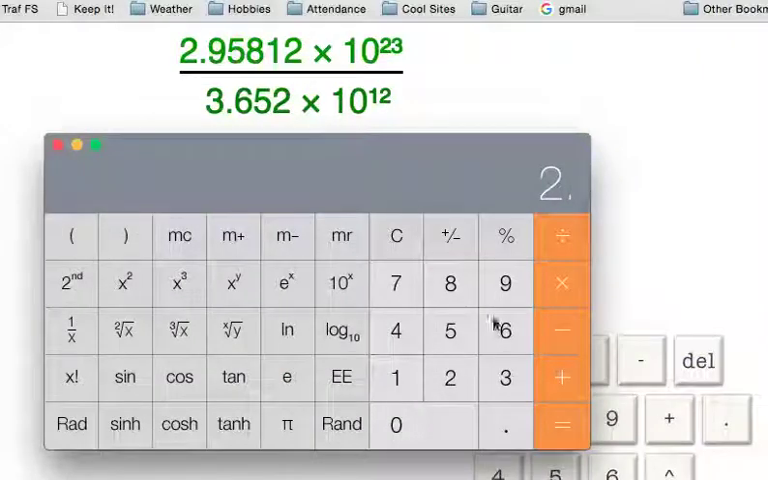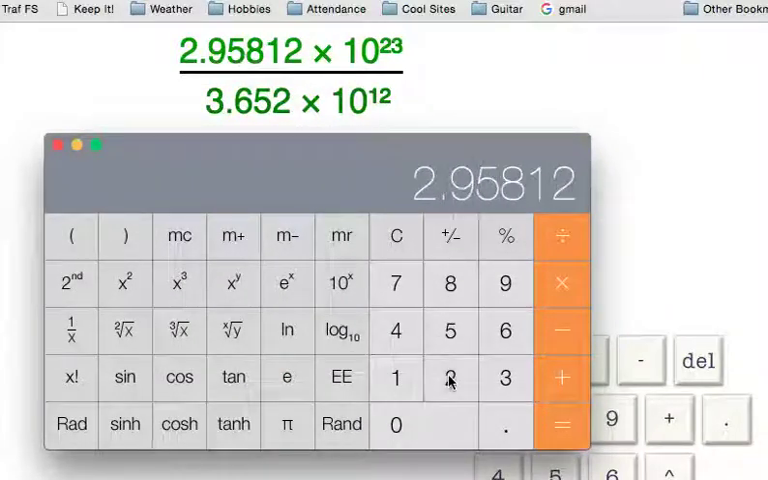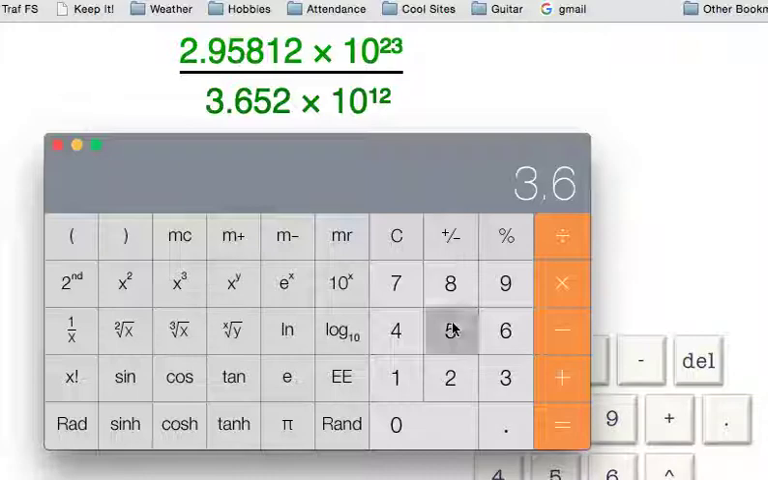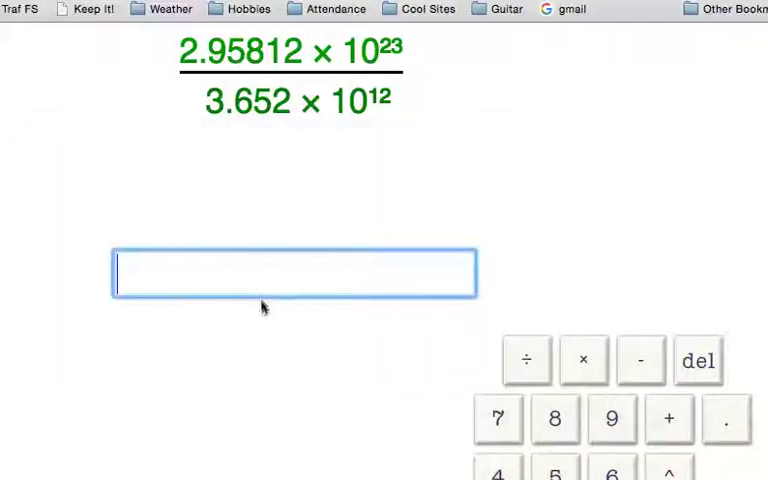So 2.95812 divided by 3.652 is equal to 0.81. So I'm going to move the decimal point over. That's like 8.1 times 10 to the negative 1. So let's remember the negative 1.